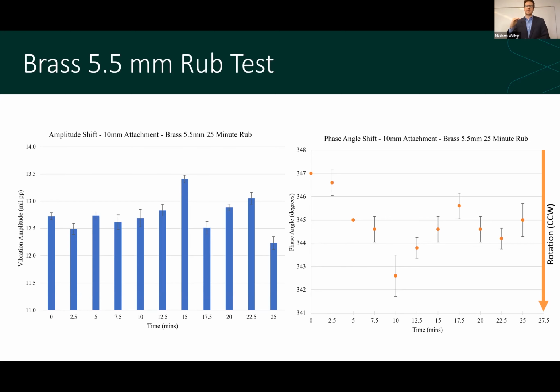But you can see the error bars are rather large, and so there's not really a significant difference there either. And from what we can see from the phase angle graph, all the changes were in the direction of rotation, and the Newkirk effect describes phase shift in the direction opposite rotation. So we can't really say that the Newkirk effect actually happened during this test.